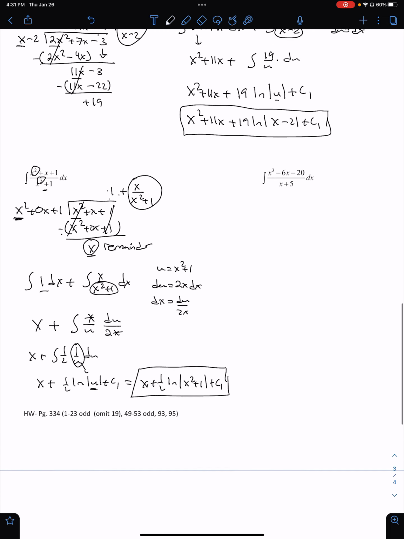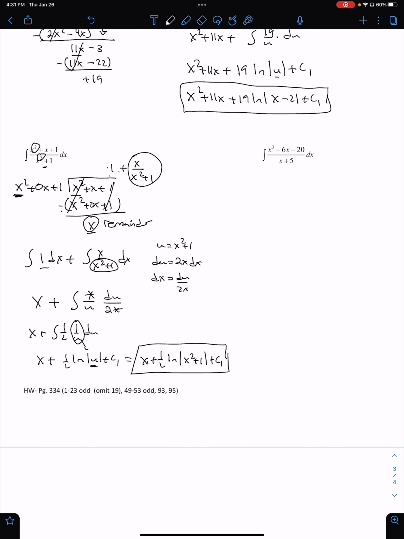All right, y'all try this last one real quick. Go ahead and pause it. Notice it's a cube this time. That's a little bit weirder. Okay, my guess is maybe I mistyped, but that's okay. Let's go with it. The power on top is bigger than the power on bottom, which is what we want. So when I write it, I'm going to take this x plus 5 and divide it into this x cubed. Let me rewrite that again.